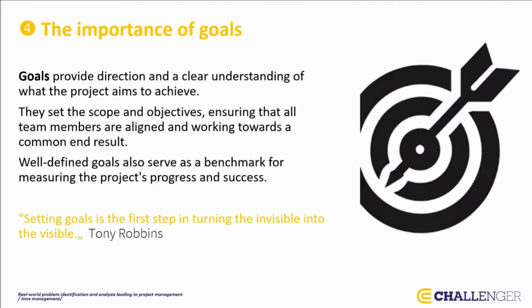In any projects, 3 pillars are crucial to its success. So as said, goals, deadlines, and budget. First one are goals that provide direction and clear understanding of what the project aims to achieve. They set the scope and objectives, ensuring that all team members are aligned and working towards a common result. Well-defined goals also serve as a benchmark for measuring the project's progress and success. So as Tony Robbins points out, setting goals is the first step in turning the invisible into the visible.